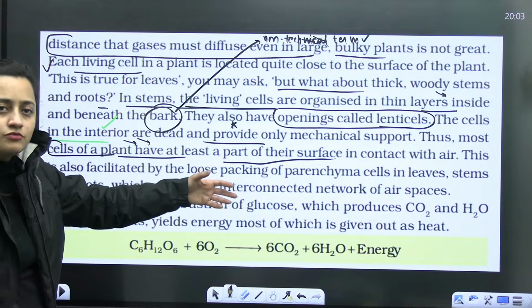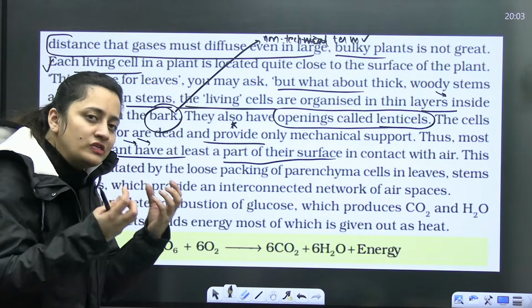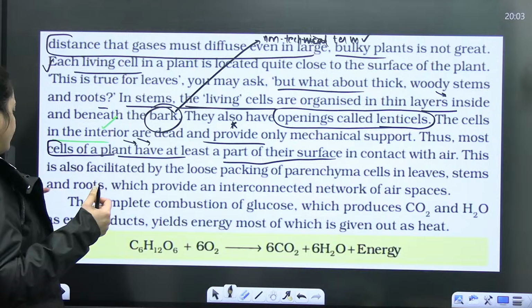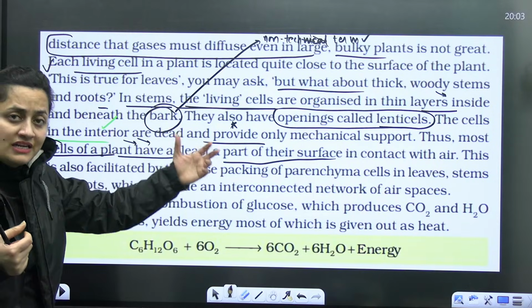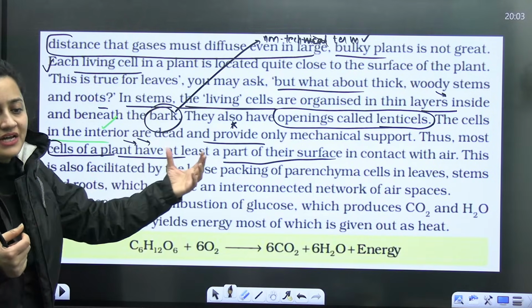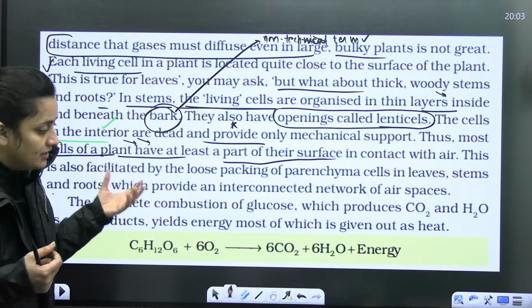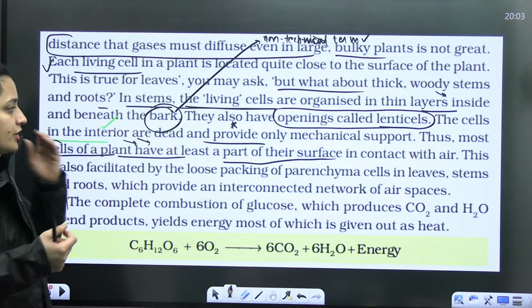So when it comes to the lenticel, here you will see loosely arranged parenchyma cells, which will help. And moreover, even in leaves, even in stems, we have that type of cortex. We have seen that, okay? So this is all about it. That's what you have to remember.